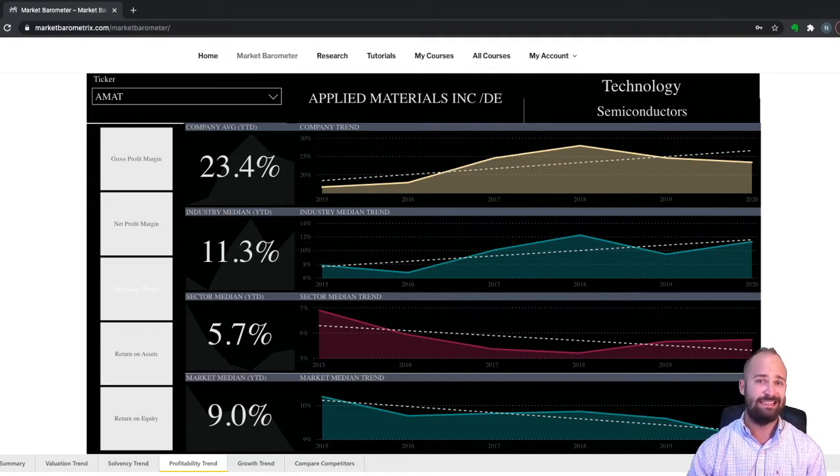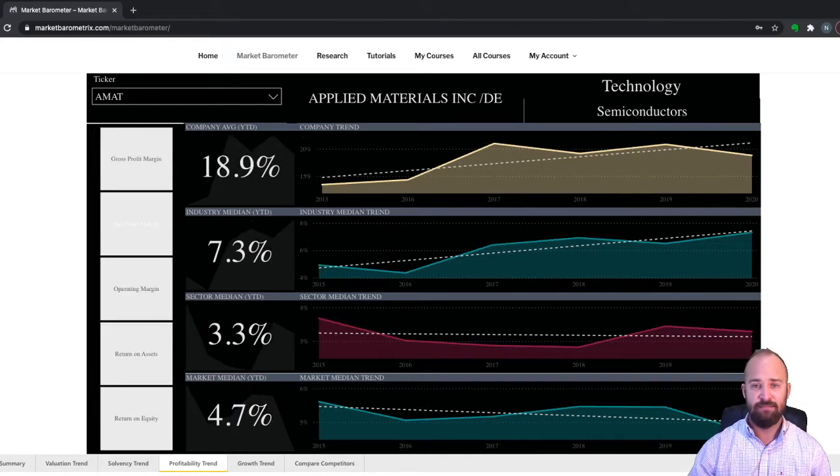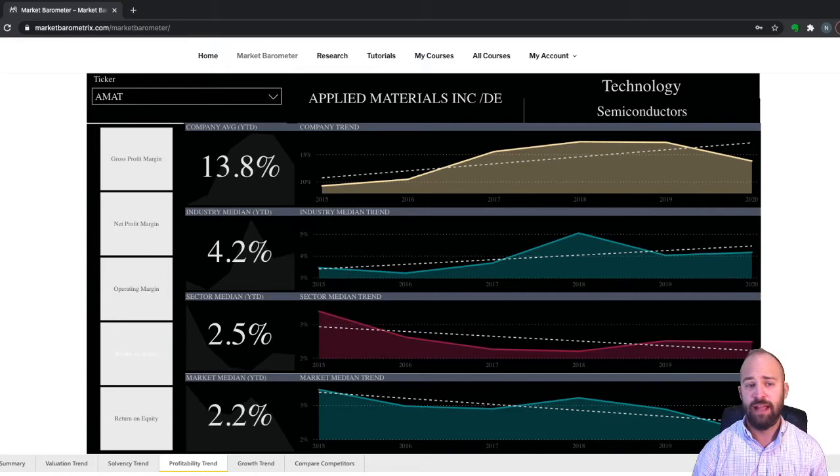So moving down to the next level of profitability, we're going to go to net profit margin. Again, this is more of the same here where Applied Materials is much more profitable than its peers. So now that we've talked about the different levels of profitability, let's look at the return that they're generating on their assets and their equity.